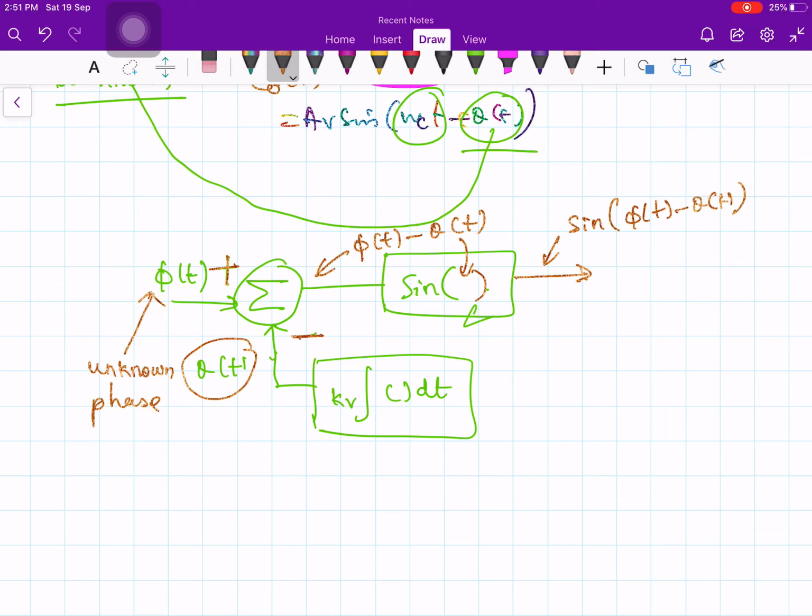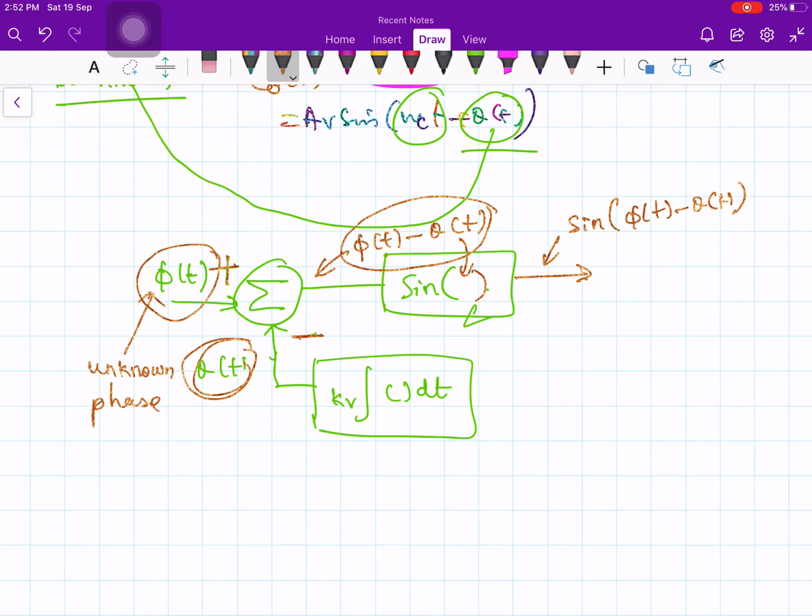Phi of t is the incoming phase, and I am comparing this phi of t with the phase of the voltage controlled oscillator output. That is, the phase detector compares the phase phi of t and theta of t. What does it do? It produces an output which is the difference of these two. The phase detector output is proportional to the sine of this difference, phi of t minus theta of t.